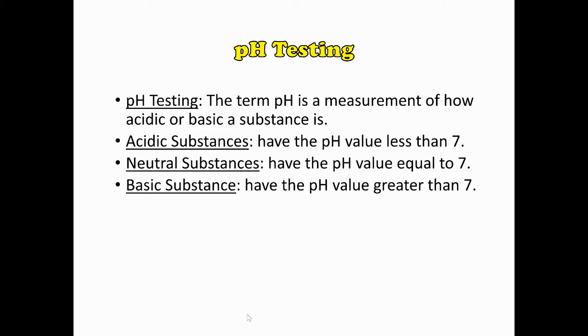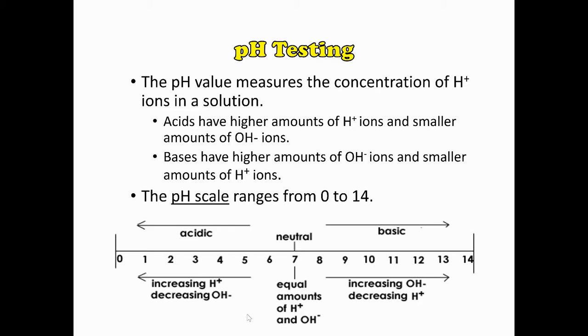Okay, what you need to know about this, make sure you can tell me the difference between an acid, a base, and a neutral substance, in terms of their pH. Acid is less than 7, neutral, right at 7, basic substances greater than 7. And on a little bit more technical note, pH value measures the concentration of H+ ions in a solution. So acids have high H+. Okay, this would be called a proton, hydronium ion, and smaller amounts of OH- ions.